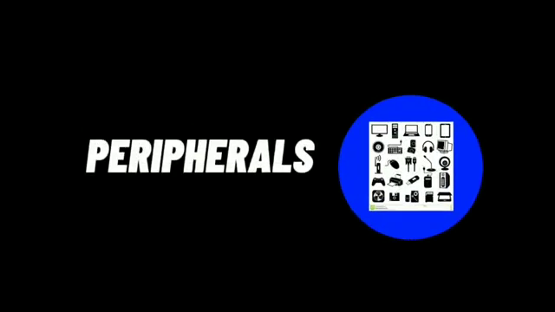The third is peripherals, which can be divided into 5 important parts, namely 1. Keyboard. Keyboard is a hardware on a computer that functions as a tool to input data in the form of letters, numbers, and symbols. 2.